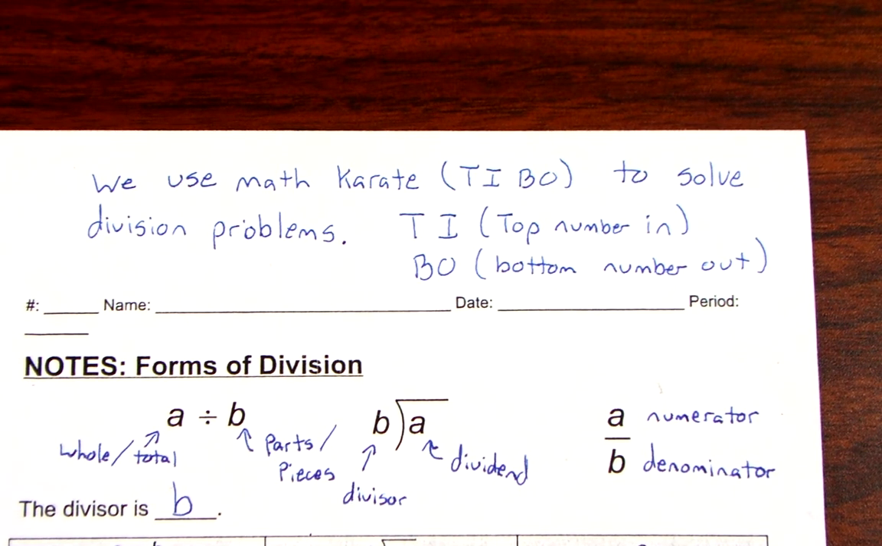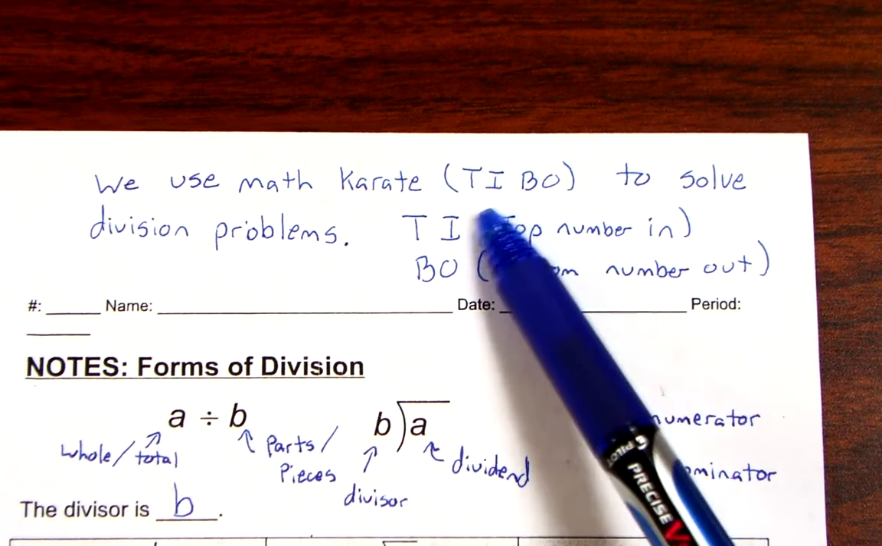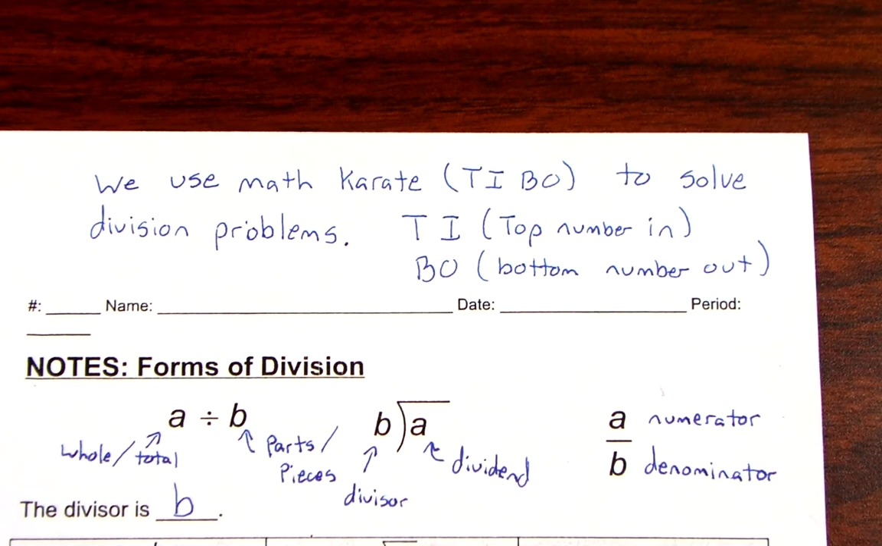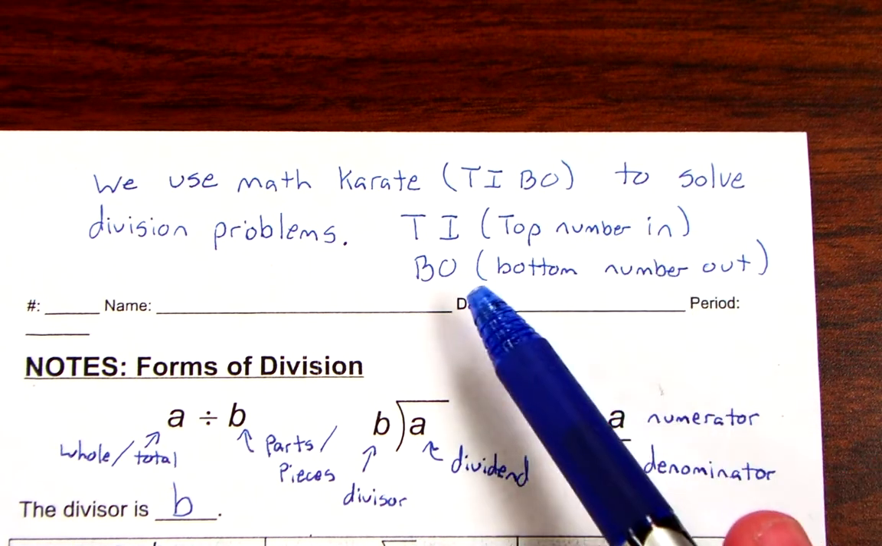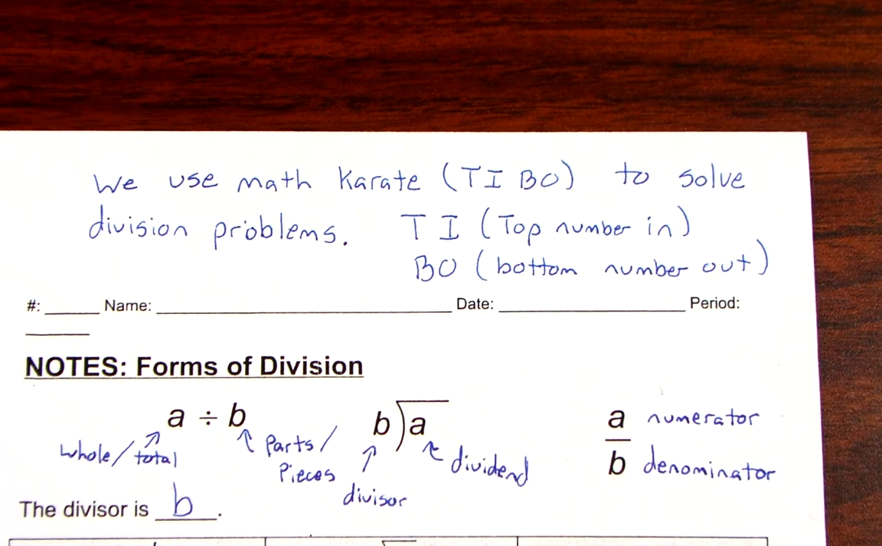Today we're going to show you different forms of division. Now, I know in my class, I don't really like calling it division. Whenever we're solving division problems, I tell kids we are doing math karate. Math karate is known as Tai-Bo. The Tai part stands for the top number goes in and the bottom number will go out. You'll see that when we do a couple of examples.